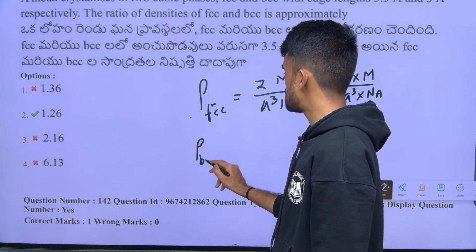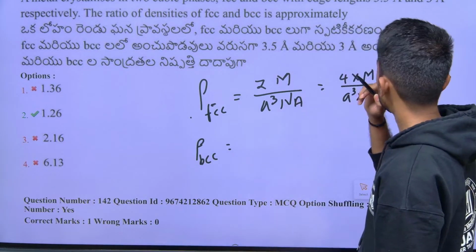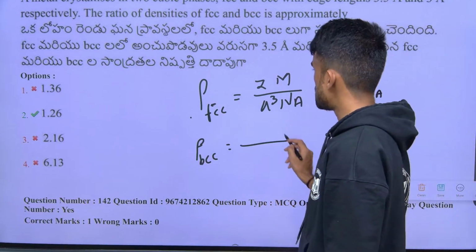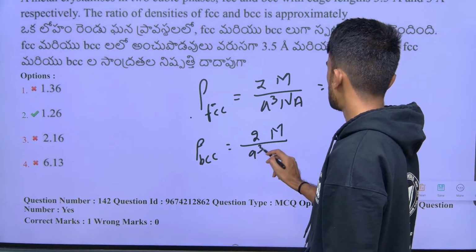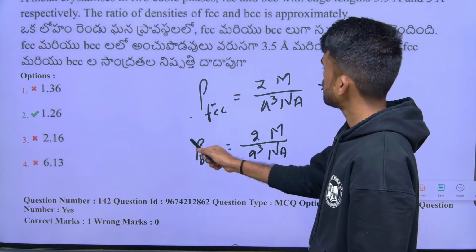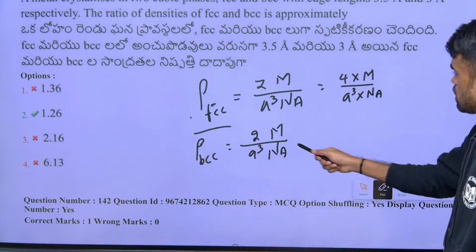Density. For the BCC lattice, if we want to talk, I am writing it as, what is the Z value for that? It will be 2 for BCC, M into Z by a cube N_A. Okay. Now take the ratio of these two values.